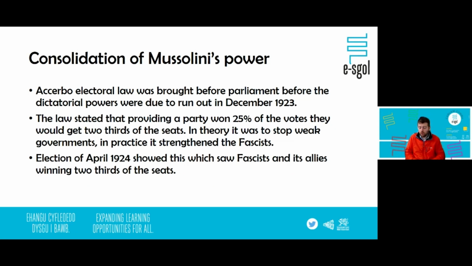The electoral law he brought before Parliament, before the dictatorial powers were due to run out in December 1923, stated that, providing a party won 25% of the votes, they'd then get 2/3 of the seats. There's nothing proportional about that at all. Now, in theory, it was to stop weak governments, to stop 13 prime ministers in 18 years like we saw before the war. But in practice, it strengthened the fascists because in the election of April 1924, the fascists and its allies won 2/3 of the seats, and so they then had the majority, by far, of control in that parliament.